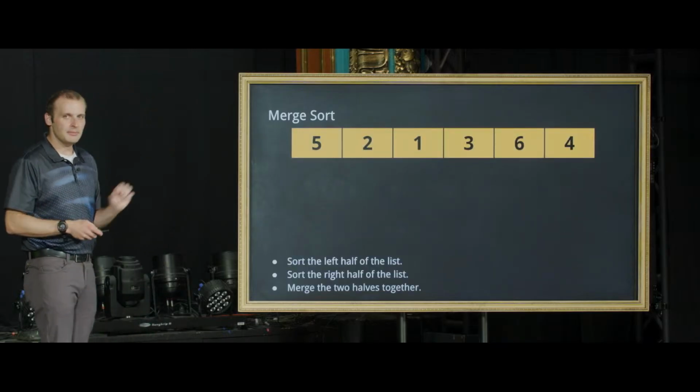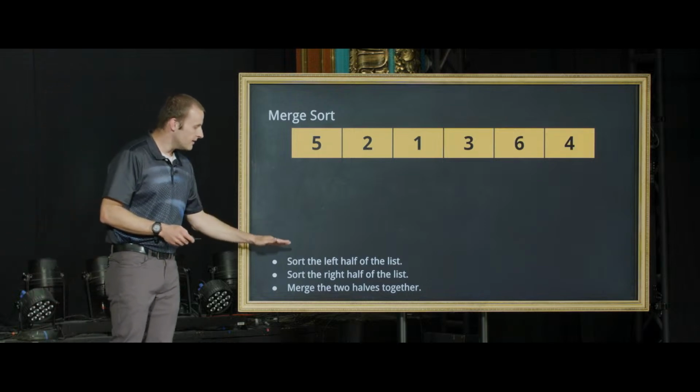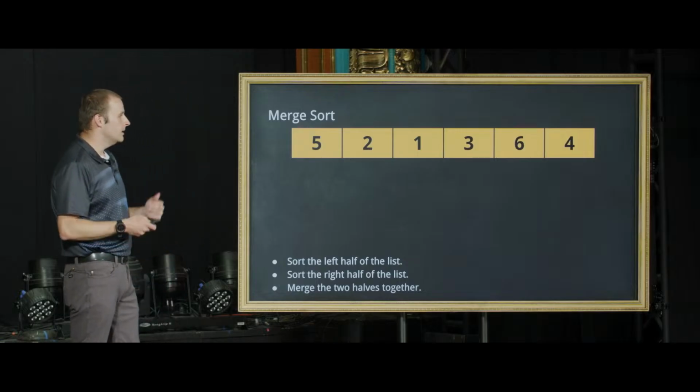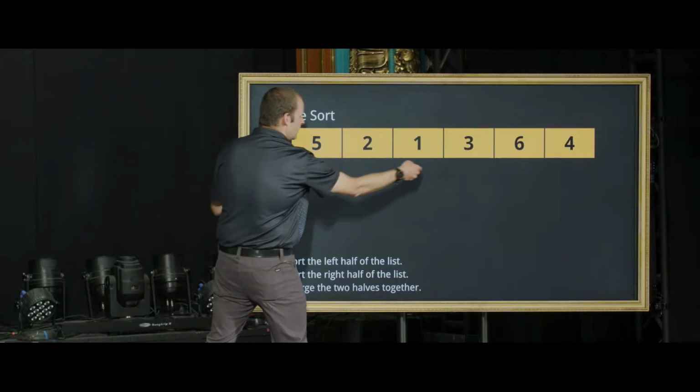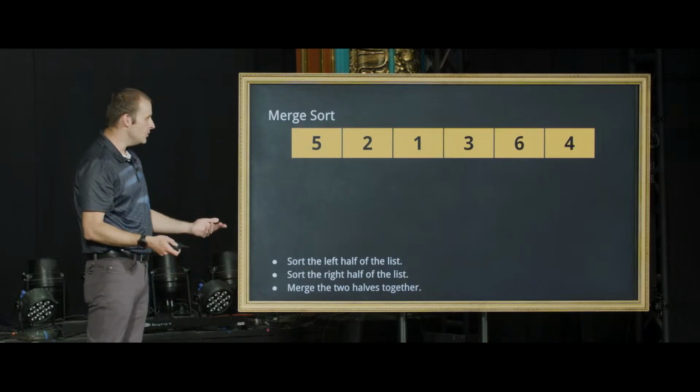So merge sort, same list. Let's sort it using this approach. We're going to sort the left half of the list. That's this. That's all the algorithm tells me to do. I don't know how to do that.